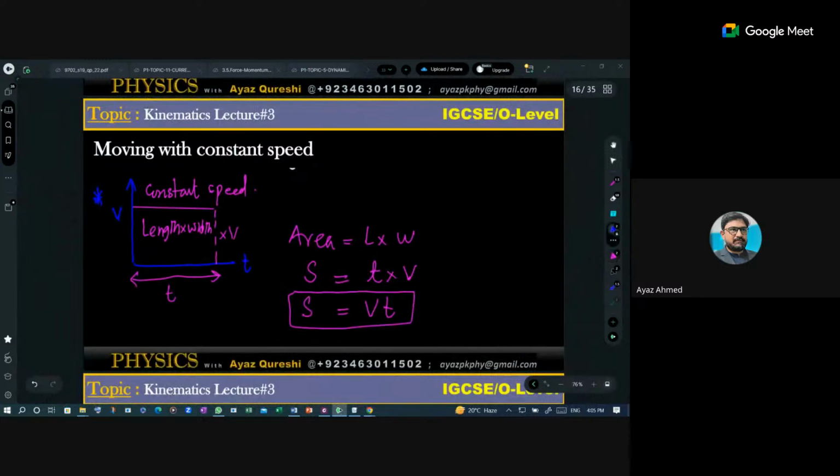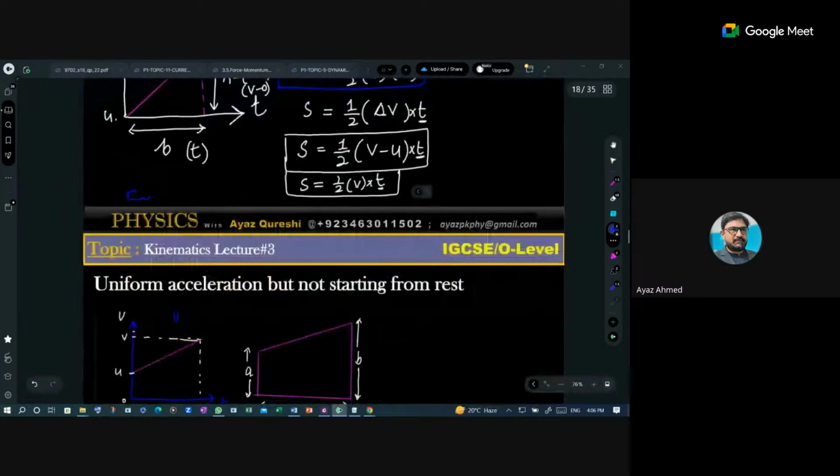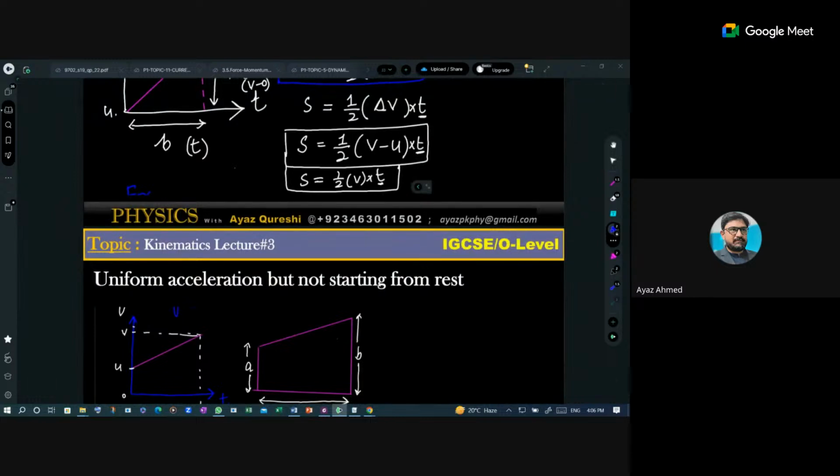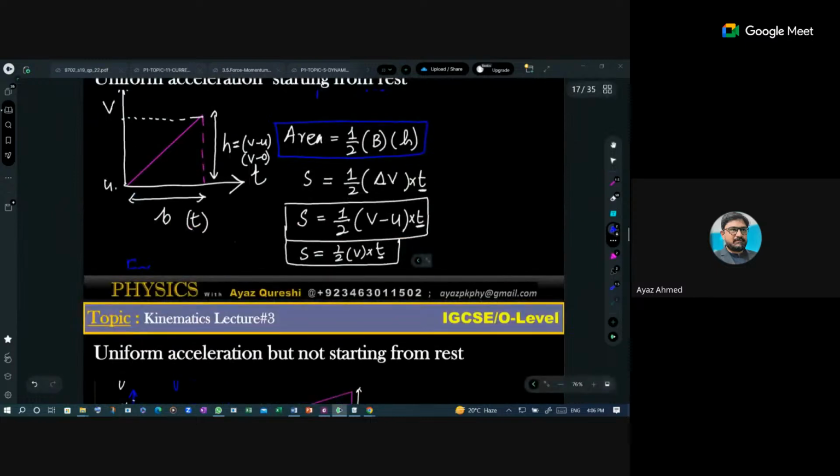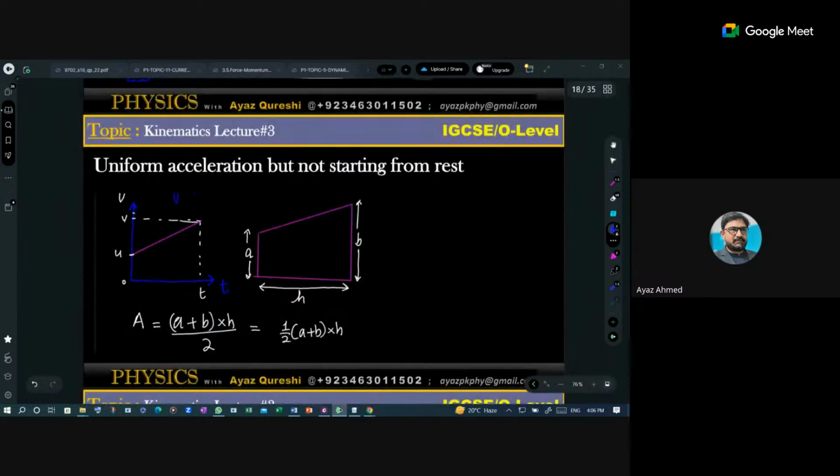Okay, so here, if you will have this type of graph, a constant graph, I mean speed is constant, then your area would be just length times width, right? And then if you have this type of graph, then the area will be 1 by 2 base times height. If you have this type of behavior of the graph, then the area will be area of trapezium, which is (a plus b) times h divided by 2. So this was all about the area and all that stuff.